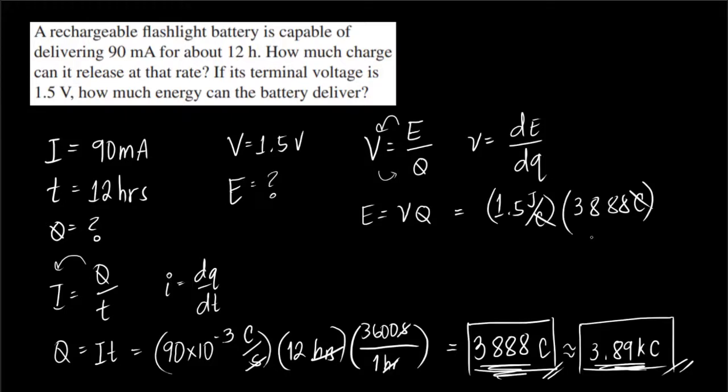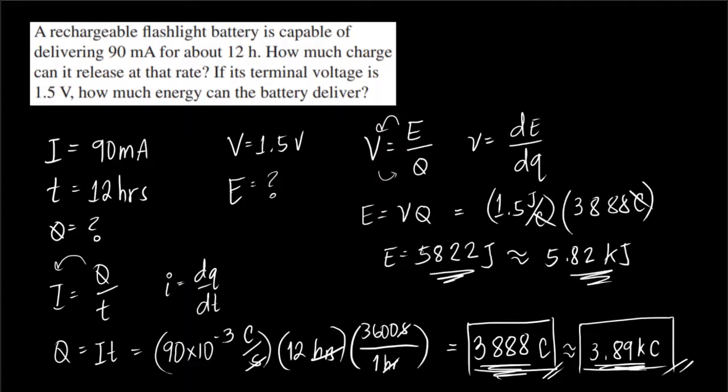Now, let's see here. 3,888 times 1.5 is actually 5,832 joules. Or if you want, that can be 5.83 kilojoules. So either of these two answers is a good answer.